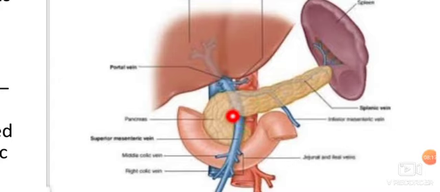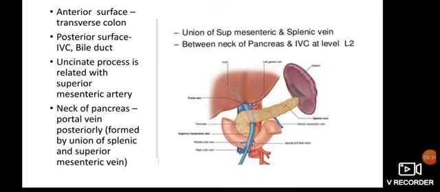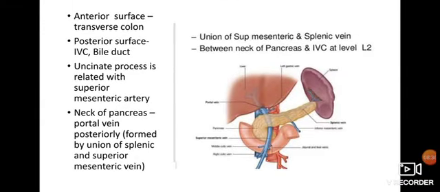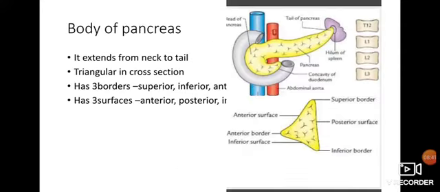Then, how does the portal vein form? It is formed by the vein arising from the spleen, that is the splenic vein, as well as the superior mesenteric vein. The splenic vein and superior mesenteric vein together form the portal vein that goes to the liver. That is an important relation of the neck of the pancreas. So, always the posterior surface of the neck is having the formation of the portal vein.